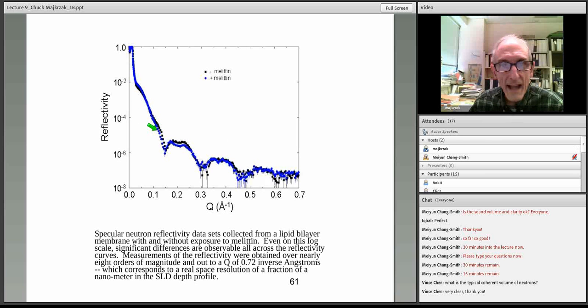The black data, the squares, are without melatonin, just a lipid bilayer by itself, and the blue dots are what the profile looks like after the introduction of melatonin. This is a log plot, but you can still see in many places in this profile there are dramatic, very large differences. This is absolutely amazing.